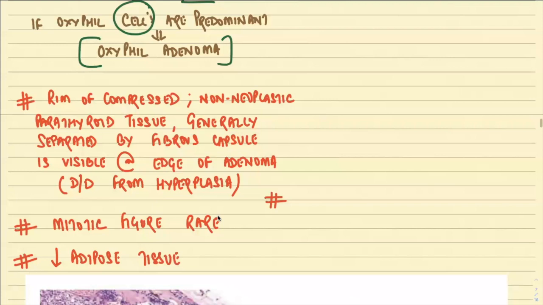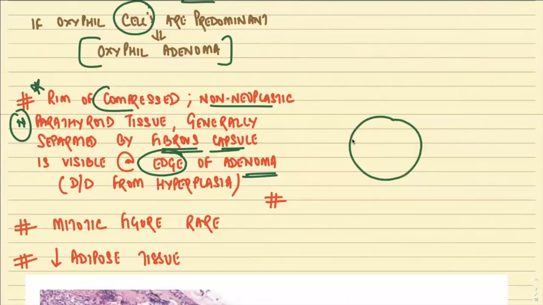A very important point with regard to adenoma is that a rim of compressed non-neoplastic normal parathyroid tissue, generally separated by a fibrous capsule, will be seen at the edge of the adenoma. This is how you will differentiate the adenoma from a hyperplasia. In parathyroid adenoma, a small amount of shrunken normal parathyroid gland will be seen lying outside the adenoma, because the adenoma slowly increased in size and compressed the normally growing parathyroid gland.